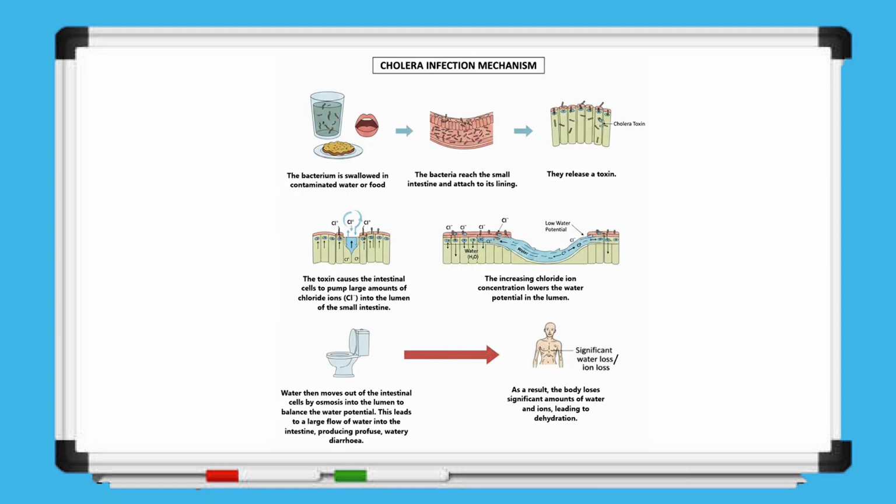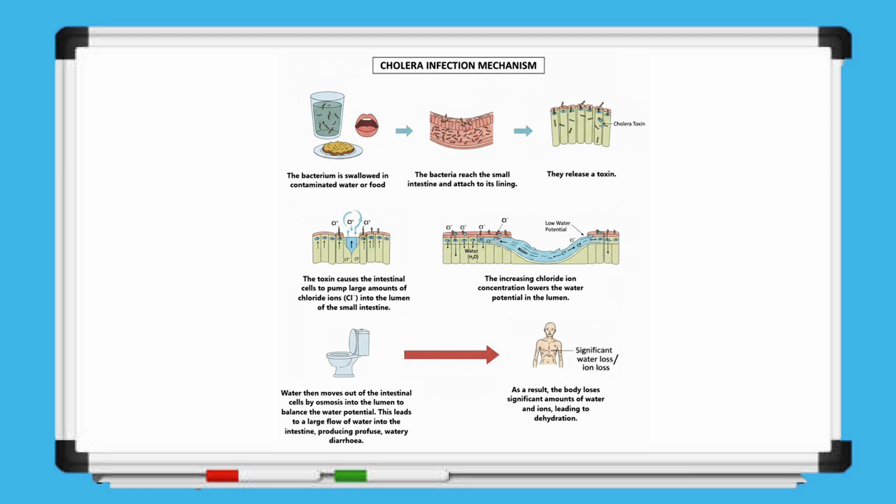As shown in this diagram, the mechanism of cholera infection begins when the bacterium is swallowed in contaminated water or food. The bacteria reach the small intestine and attach to its lining, where they release a toxin. This toxin causes the intestinal cells to pump large amounts of chloride ions into the lumen of the small intestine. As the concentration of chloride ions increases, the water potential in the lumen drops.